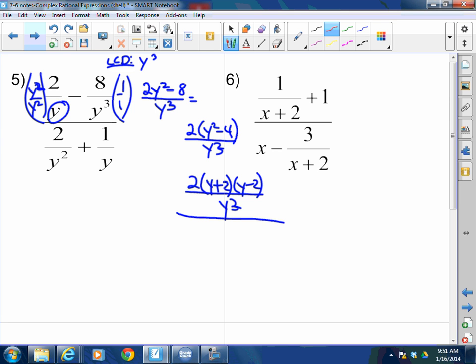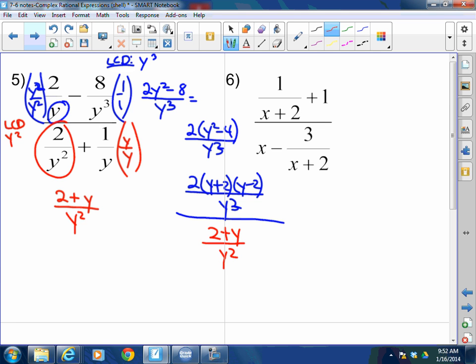What's the LCD here? Y squared. If I don't have to multiply anything to this, y over y. So this is going to be 2 plus y over y squared. So 2 plus y over y squared.